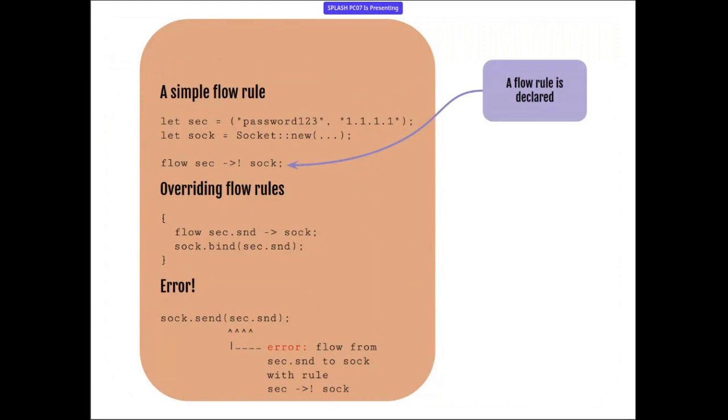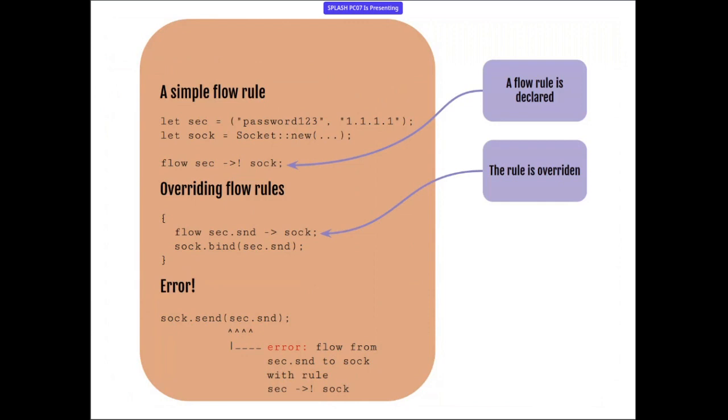So first off, we declare a flow rule. We say that the sec variable can't flow into the network socket that we have as a local variable here. So sec contains a password and an IP address, and the socket is a network socket. We're saying that the password data, the secure data, can't flow into the network socket. And almost immediately, we have an opening curly brace, and we override this flow rule, right?